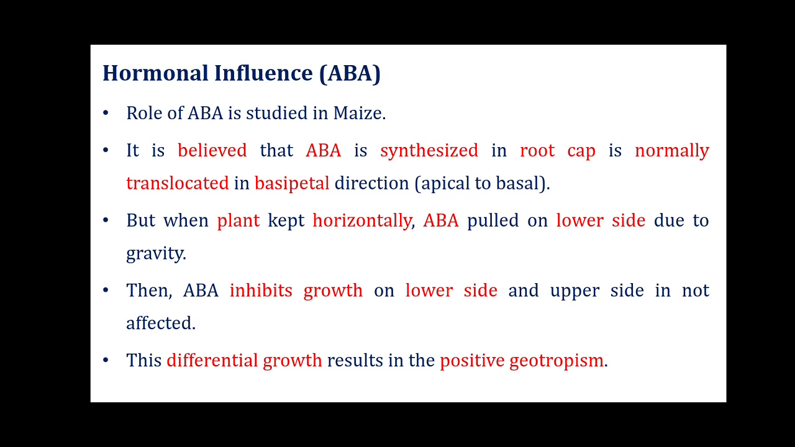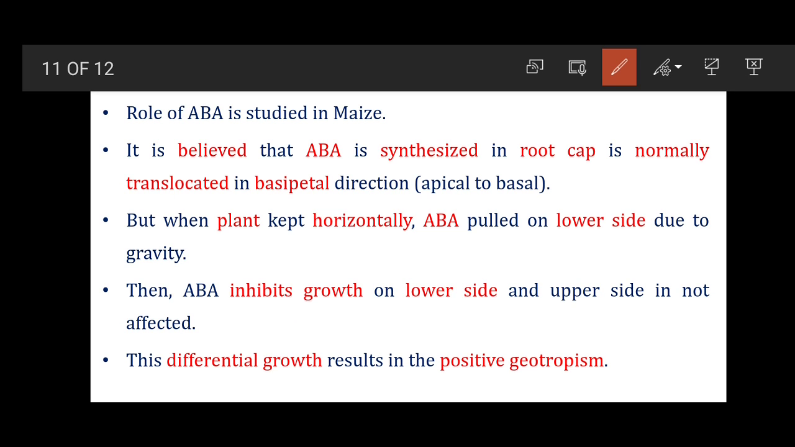Now another hormone, abscisic acid, also plays an important role in this phenomenon. Here it is believed that ABA, that is abscisic acid, is synthesized in the root cap and normally translocated in a basipetal direction. That means from the apical position to the basal position. When the plant is kept in a horizontal position, the ABA synthesized in the plant body gets pulled to the lower side due to the effect of gravity.